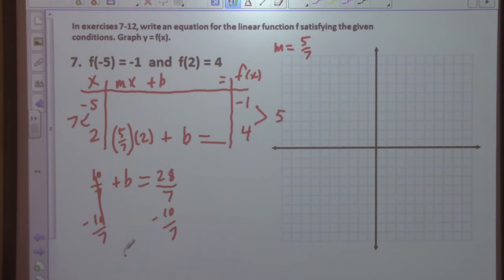Okay, so now we go ahead and what does b equal? 18 sevenths. So what is our equation going to be? y equals 5 sevenths x plus 18 sevenths.